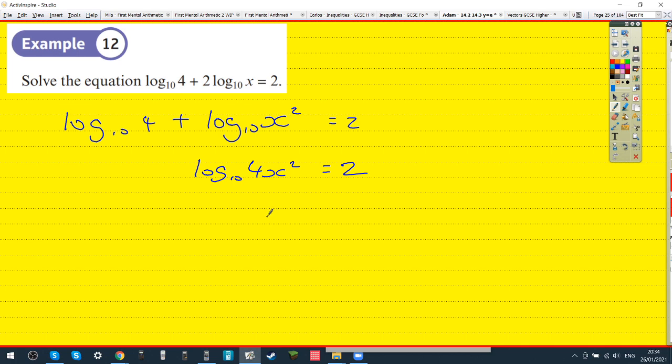And then you'd make it... Is it 2 to the power of 10? Oh, no, it would be 10 to the 2, equals 4x squared. Yeah. And then you solve that as normal.